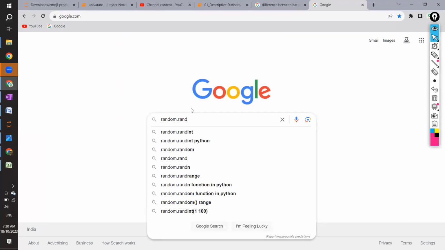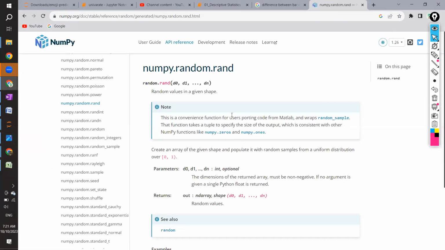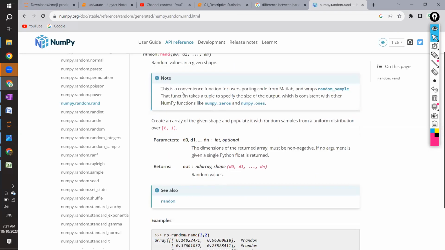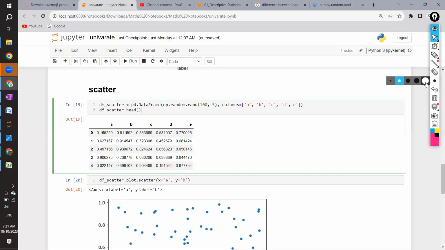Okay, what does it give? Numpy random dot rand returns random values. This is a convenience function that takes a tuple to specify the size of the output, which is consistent with the numpy function. So it's giving you the shape, for example three rows, two columns. So 100 comma 5 means 100 rows and 5 columns.